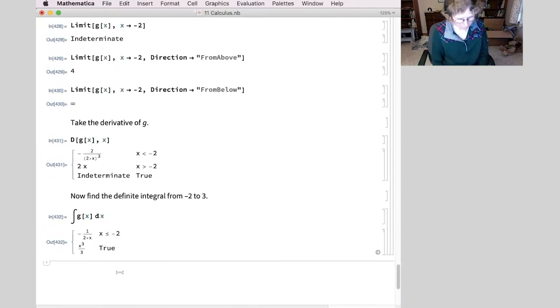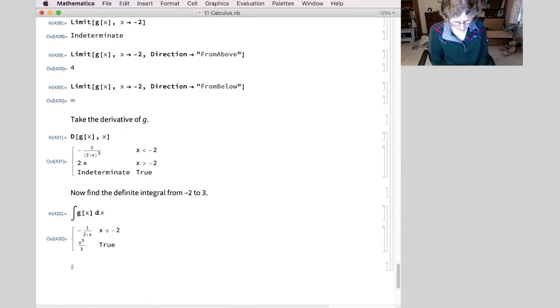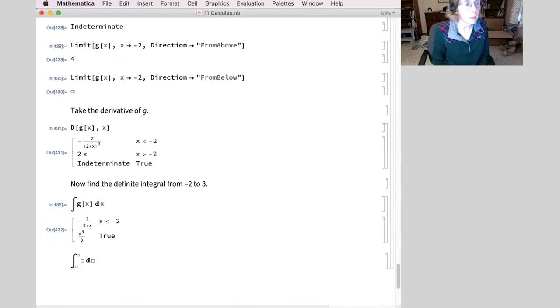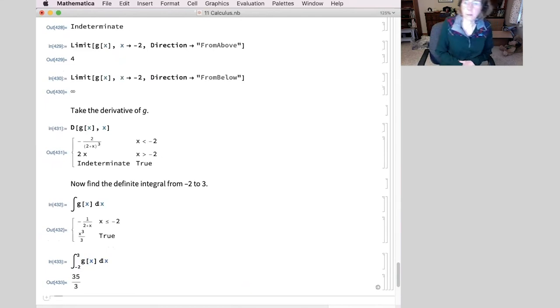So let me do, sorry about that, got to read the instructions, huh? Escape, dint, and now come back, move that cursor so it's there, negative 2, tab, 3, tab, g of x, and tab over and put x in, and 35/3.